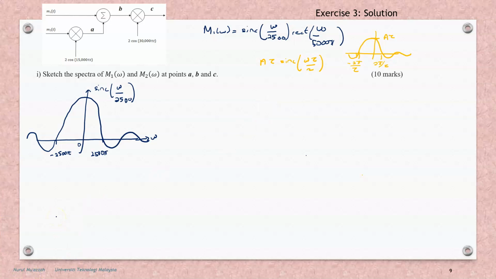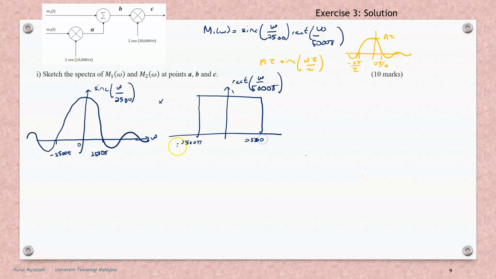Now this sinc function here is multiplied with a rectangle function. For the rectangle function, you also need to master how to draw it. It has 1 as amplitude here. This is rectangle omega divided by 5000 pi. So 5000 pi at the denominator means that the signal is from negative 2500 pi to positive 2500 pi. So basically the width here should be 5k pi.